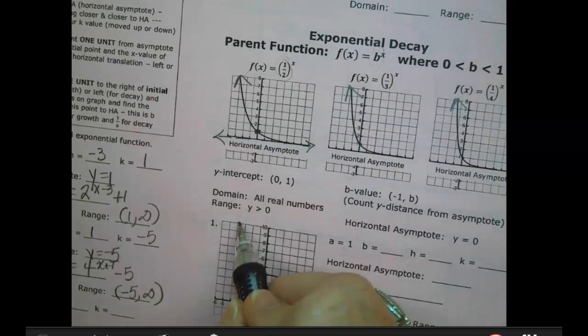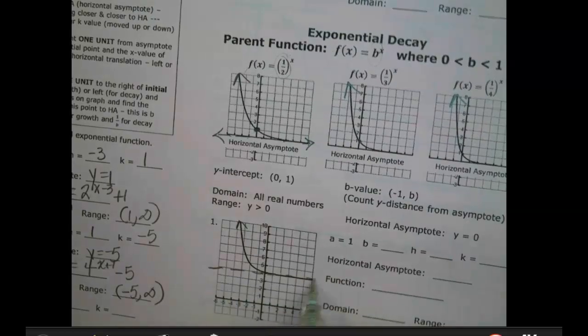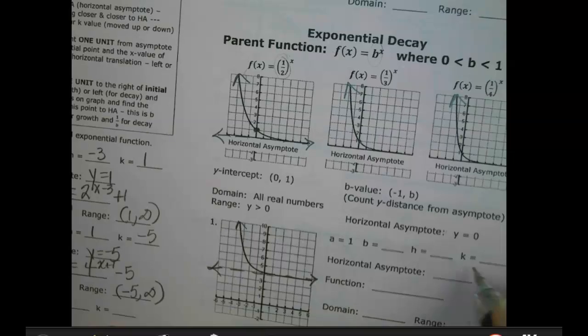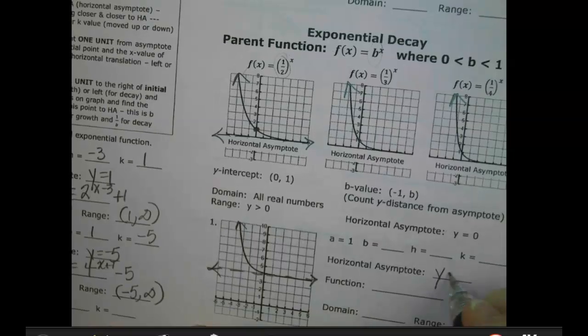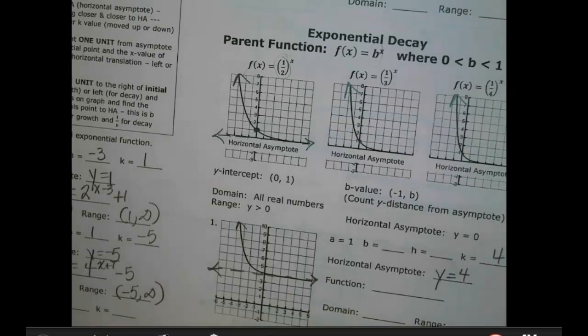So here, this is up. This tells me it's a decay. Here is my asymptote, and we talked about how the asymptote is going to give you your horizontal asymptote, y equals 4, which gives me my k value.